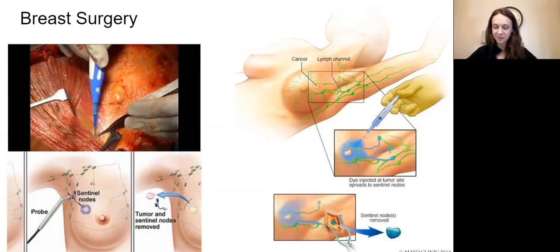Okay, after that, it goes into a modified radical mastectomy. So know that this one is removal of the entire breast, including those axillary lymph nodes. So this is a big procedure. On this one, look at your Pearl of Wisdom.